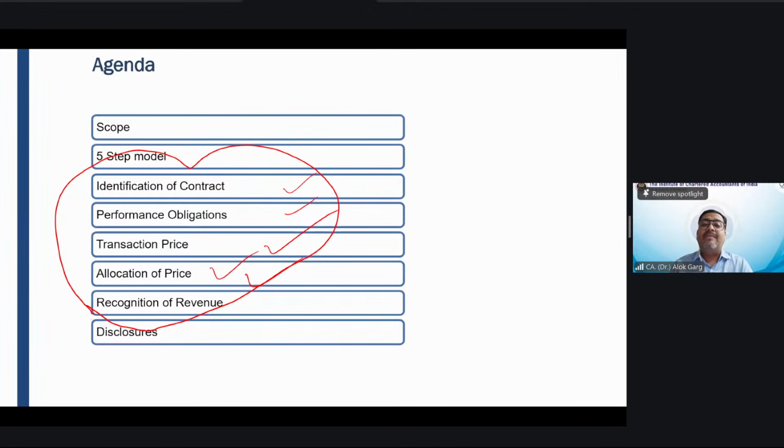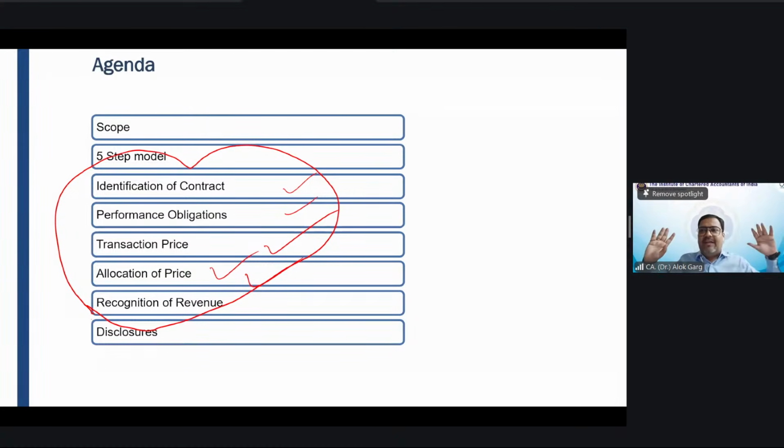Condition number three, the entity's performance does not create an asset with alternative use, right? And the entity has a right to receive the consideration to the extent the work has been performed. ISRO, for example, got a contract to manufacture some missiles, okay, which is for France, and those missiles do not have any alternative use. Those missiles are manufactured specifically for the purpose of France, okay. So whatever ISRO is doing, it is not with alternative use.